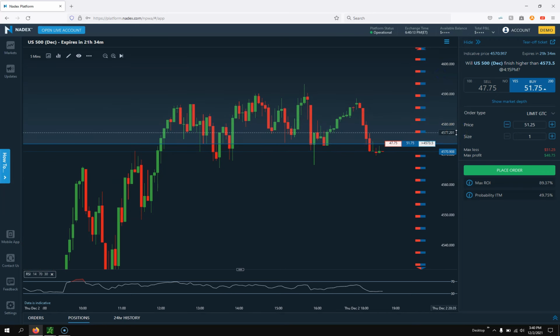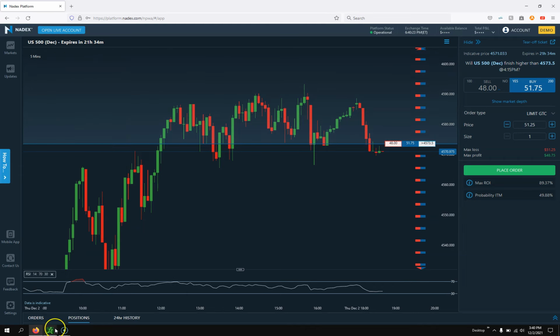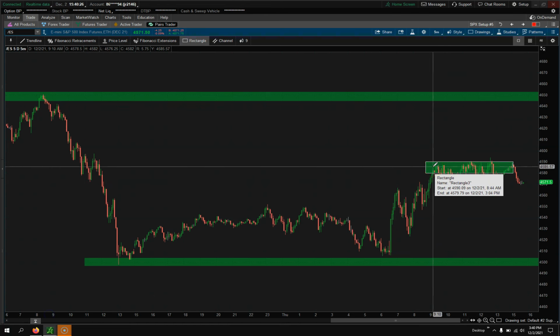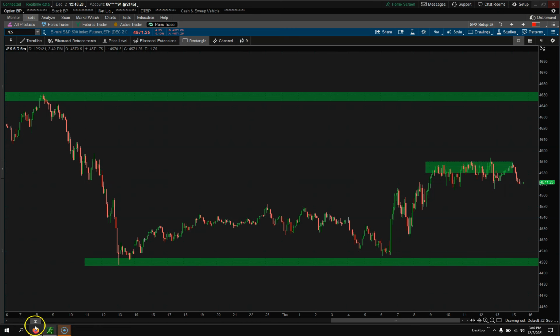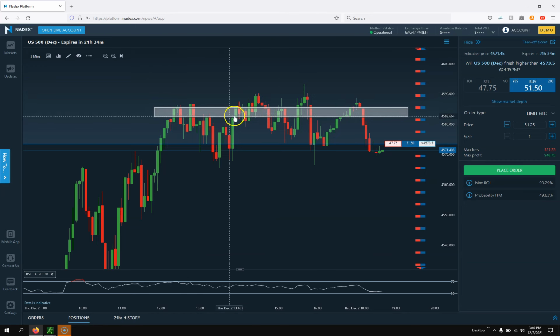Because let's say this was a trade zone, right? Let's come over here to our drawings. Let's say I post a trade zone right here at 45.82 to 45.85, right? I'll come over here and say, okay, here is a trade zone that I'm watching. And this price is coming up into this trade zone. Okay, cool. I want to look for a short.